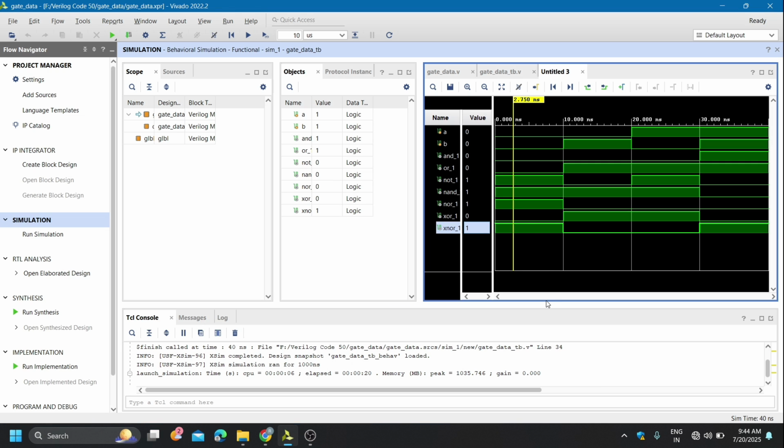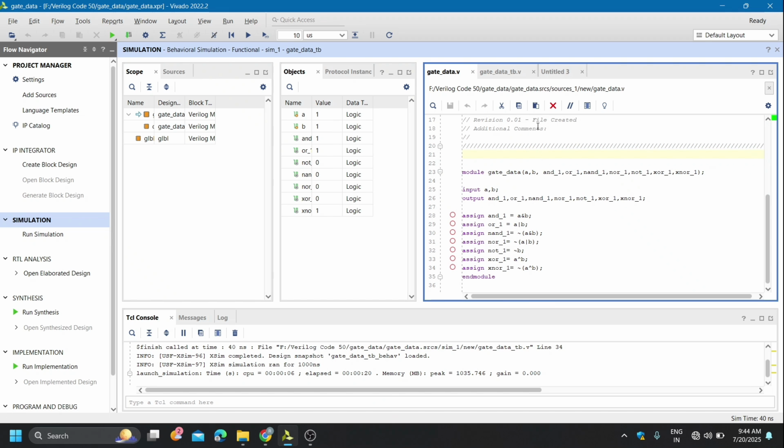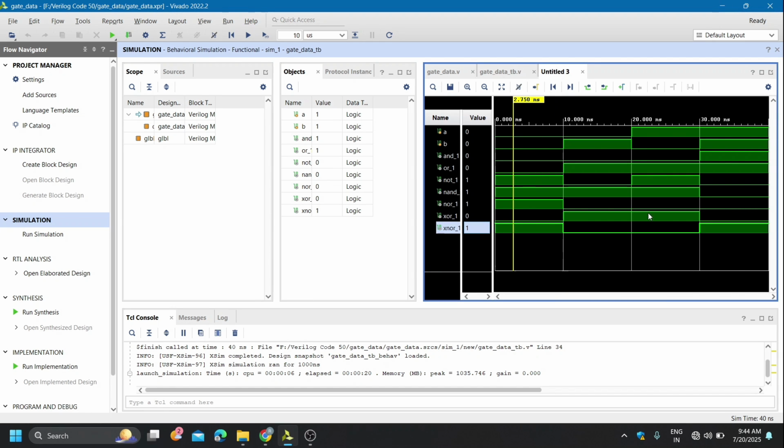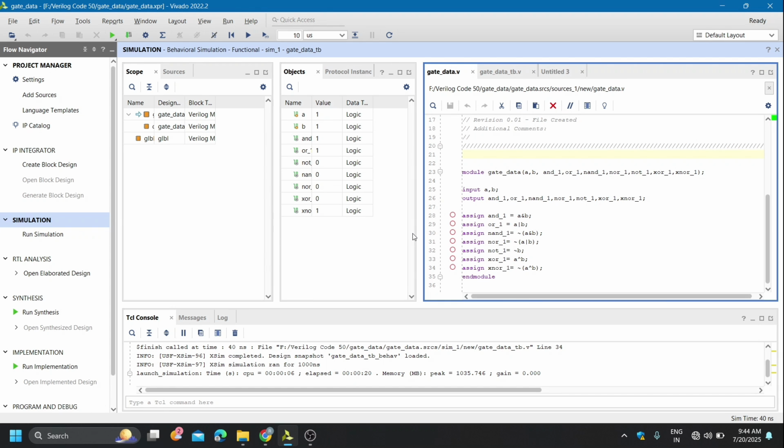So in this way we wrote the code in data flow modeling, we wrote the test bench, we simulated, and we observed our output. We will solve a few more questions in the upcoming videos. Till then, thank you.